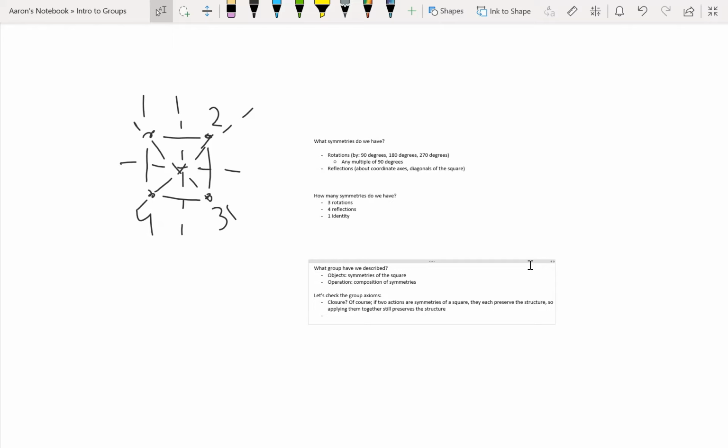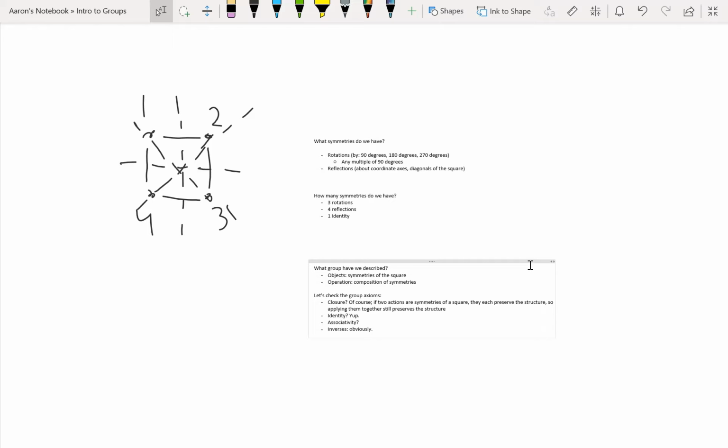Makes sense. So that's our closure. Identity, yes, of course. Taken care of. Associativity, let's come back to that one actually. And then inverses, obviously, because, well, if you reflect, what's the inverse of a reflection? Reflection. Yes, it's just doing the same reflection again.